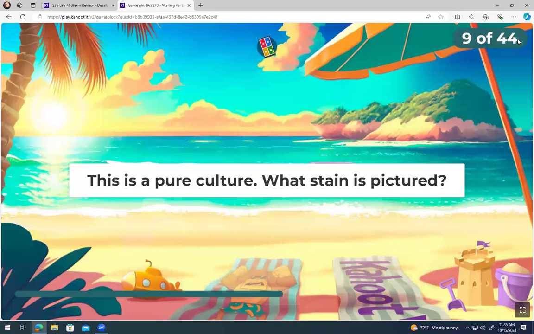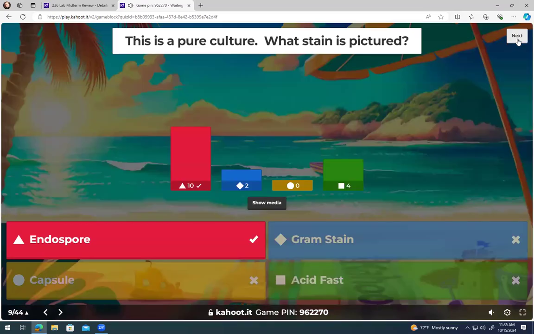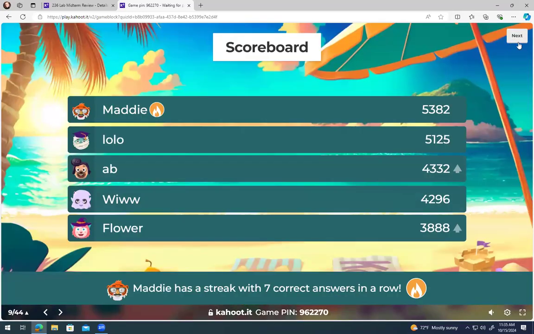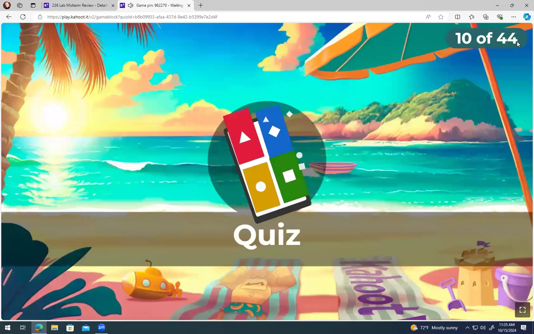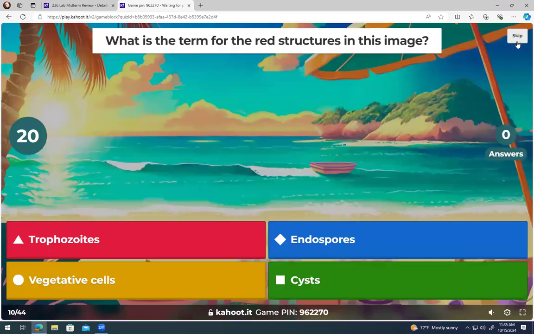All right, this is a pure culture. What stain is this pictured? This is pure. This is only one kind of bacteria. Alrighty, so this is the endospore stain. I think it's going to ask about the red cells, red structures. All right, what is the term for the red structures in the image?